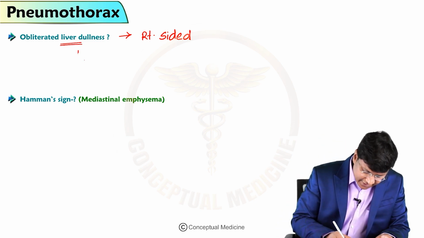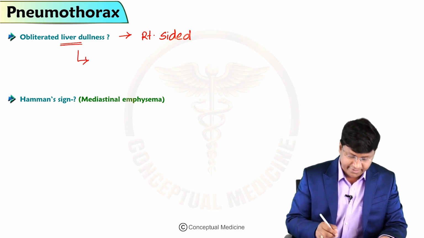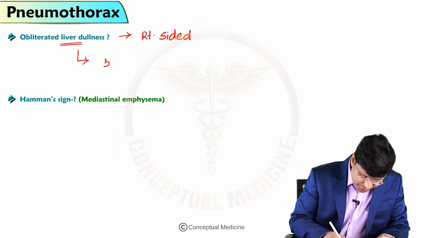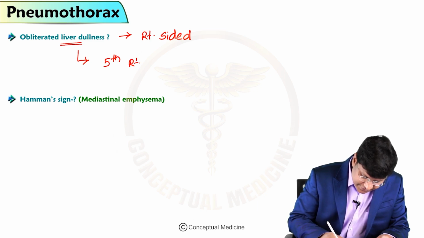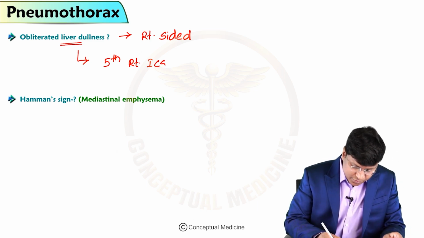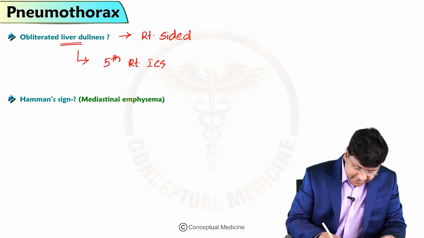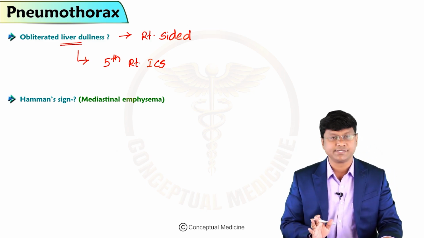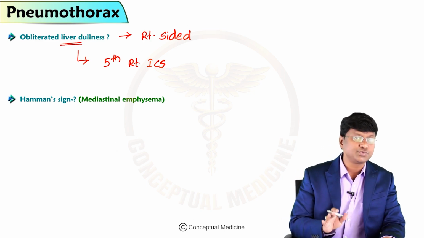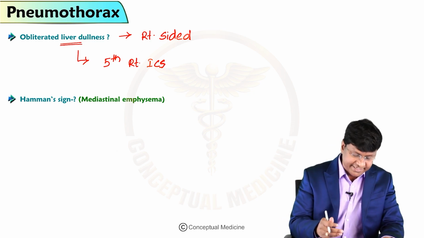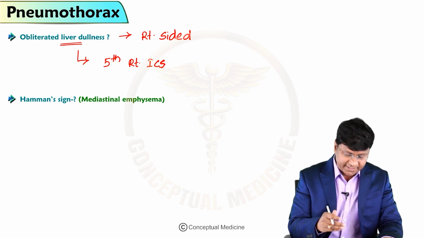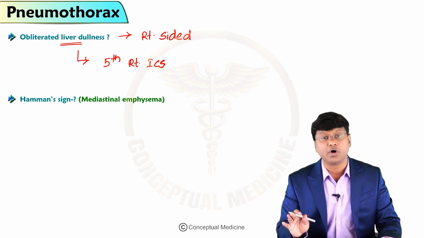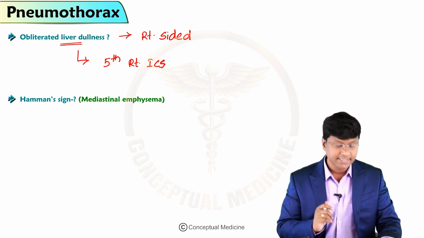So, where will you feel for the liver dullness in a normal individual? In a normal individual, you will feel for the liver dullness in the fifth right intercostal space. So, in patients with right-sided pneumothorax, there is a very high chance that the liver dullness felt in the fifth right intercostal space gets obliterated.